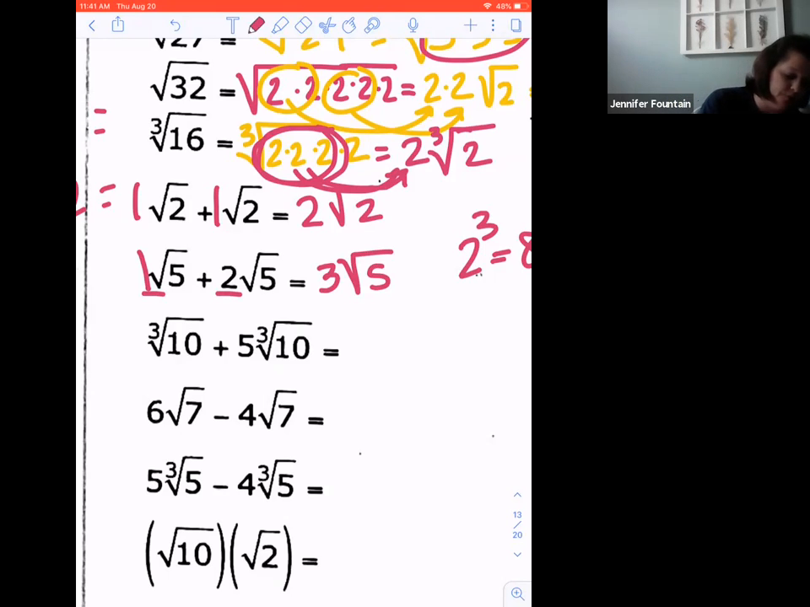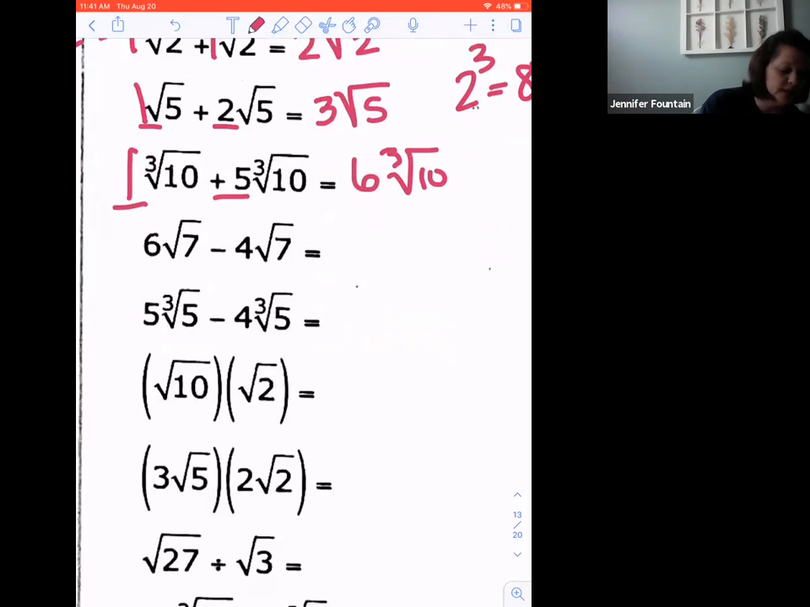Now let's look at the next one. I have the cubed root of 10 plus 5 times the cubed root of 10. Again, this would be a 1. 1 plus 5 is 6, and then I would keep the cubed root of 10. Any questions?